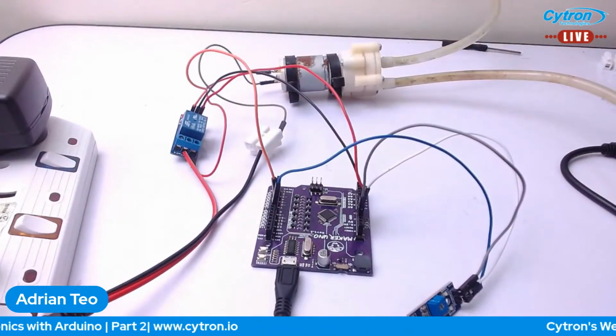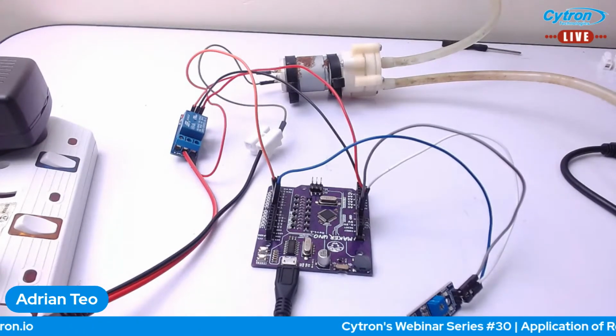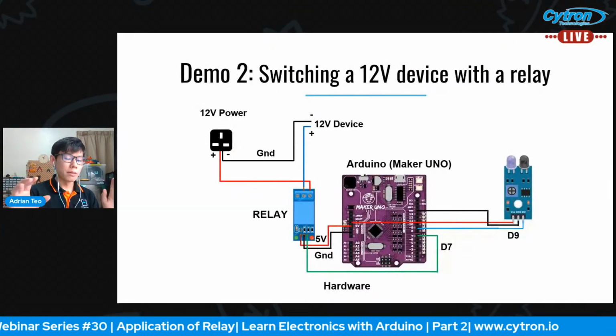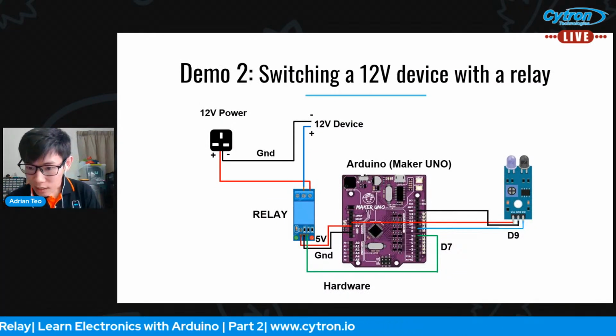But yeah, that's all, folks. How you can connect a 12 volt device to a relay and your Maker Uno and the sensor. Okay, let's see.